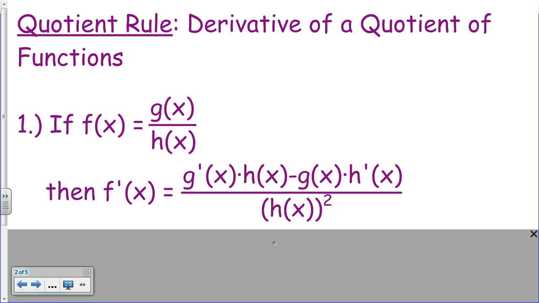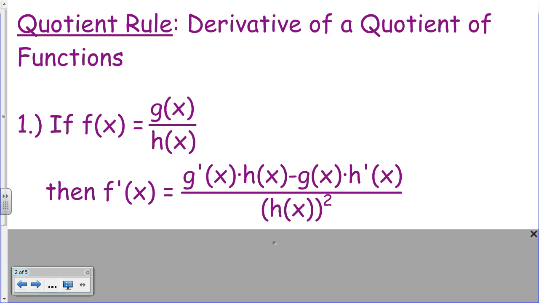Think of this as kind of being a five-step process, if you will. We talked about chain rule being a three-step process, where you have the derivative of the outside function evaluated at the inside times the derivative of the inside. You saw in the last section that product rule is a four-step process: derivative of the first function times the second function plus the first function times the derivative of the second function.